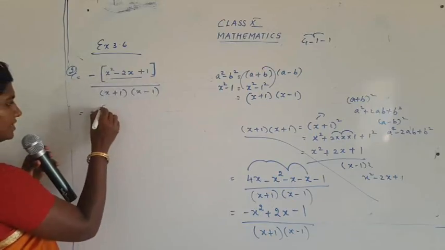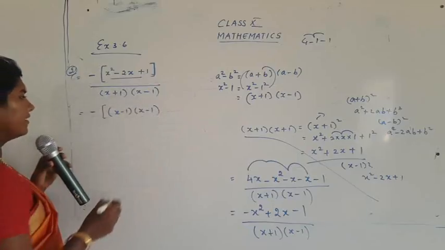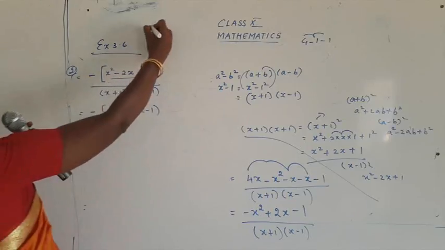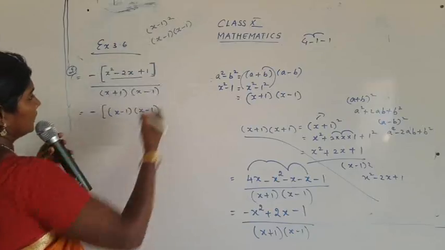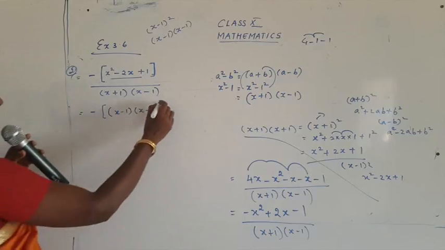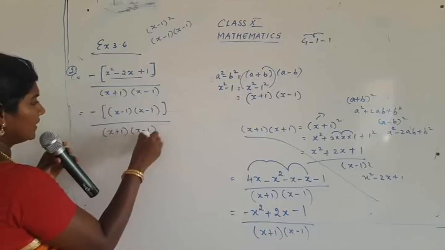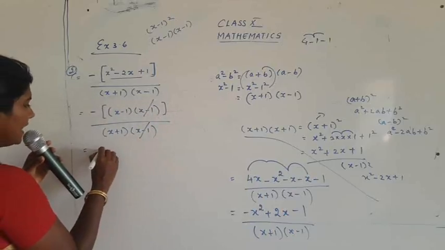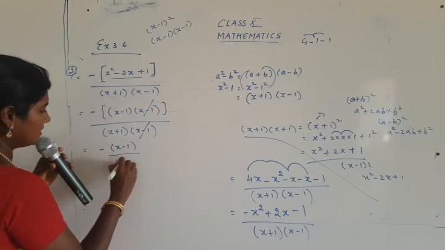So what you are going to do here, minus you keep as it is. This expansion will be changed to x minus 1 the whole square, which is nothing but x minus 1 into x minus 1. So it will be written as x minus 1 into x minus 1 upon x plus 1, x minus 1. Cancel x minus 1, x minus 1. Now what's left over here? Minus x minus 1 upon x plus 1.